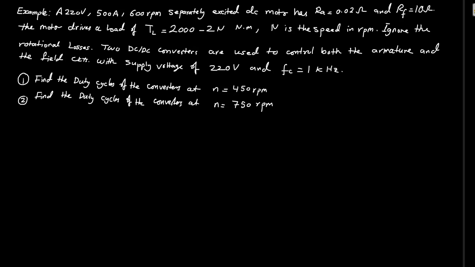So simply here, the first speed is below the rated speed, and the second speed is above the rated speed. So let's try to solve the first part.